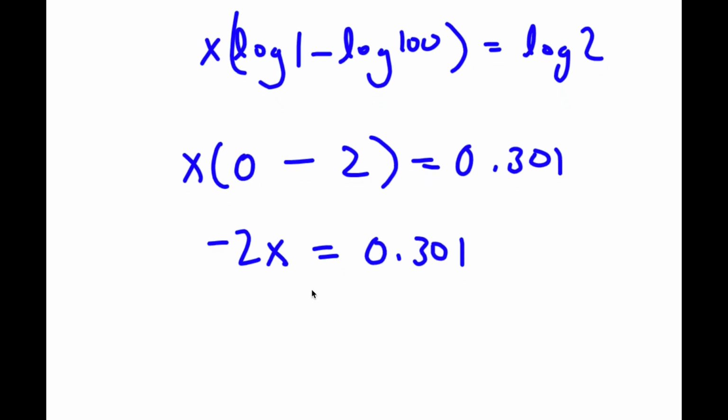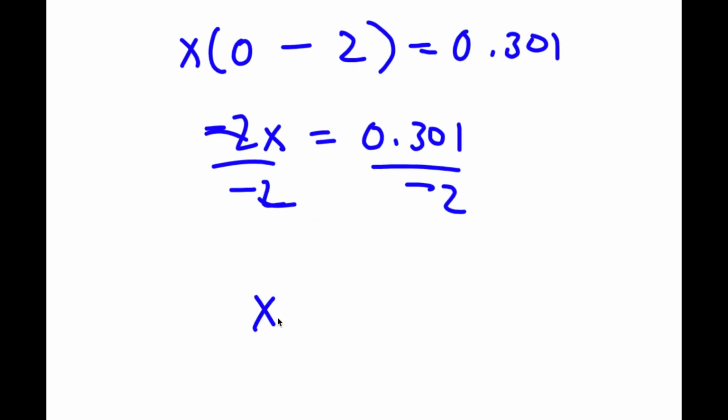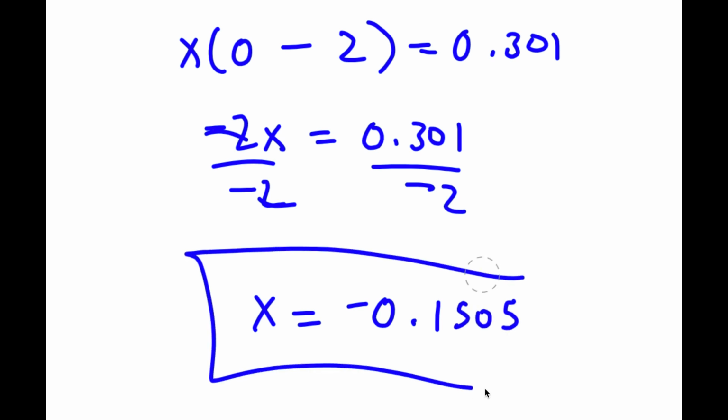And now I'm going to go ahead and divide both sides by negative 2. So these two cancel out, and I'm left with x is equal to 0.301 over negative 2, which is equal to negative 0.1505. So this is my answer.